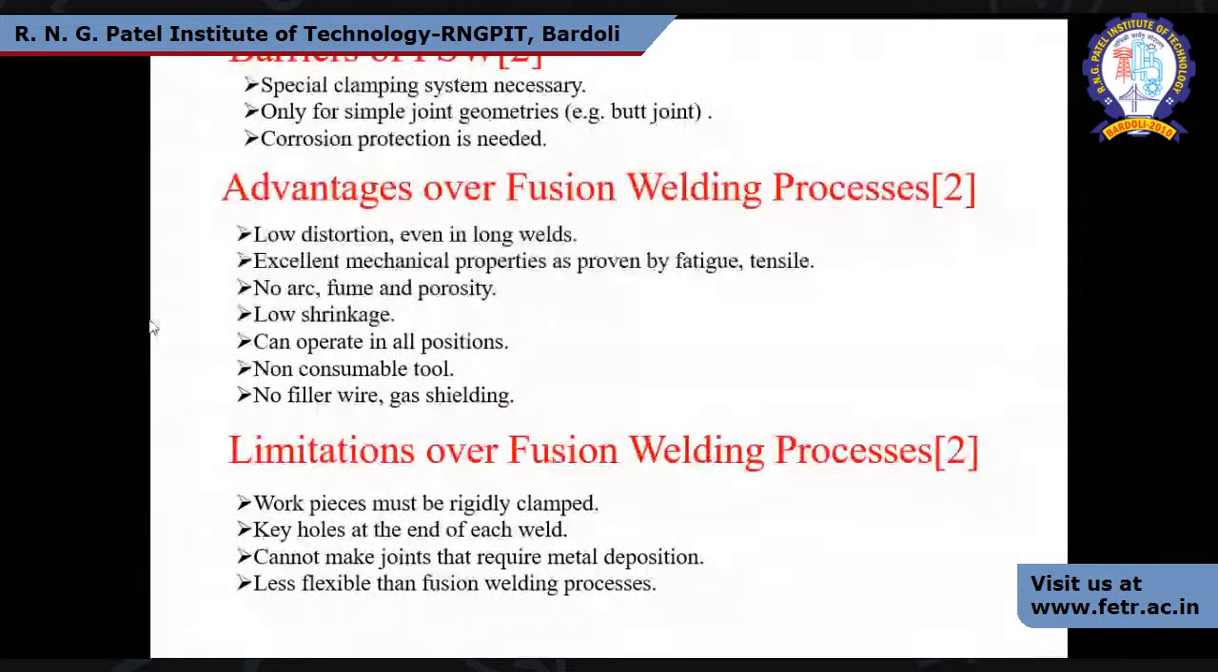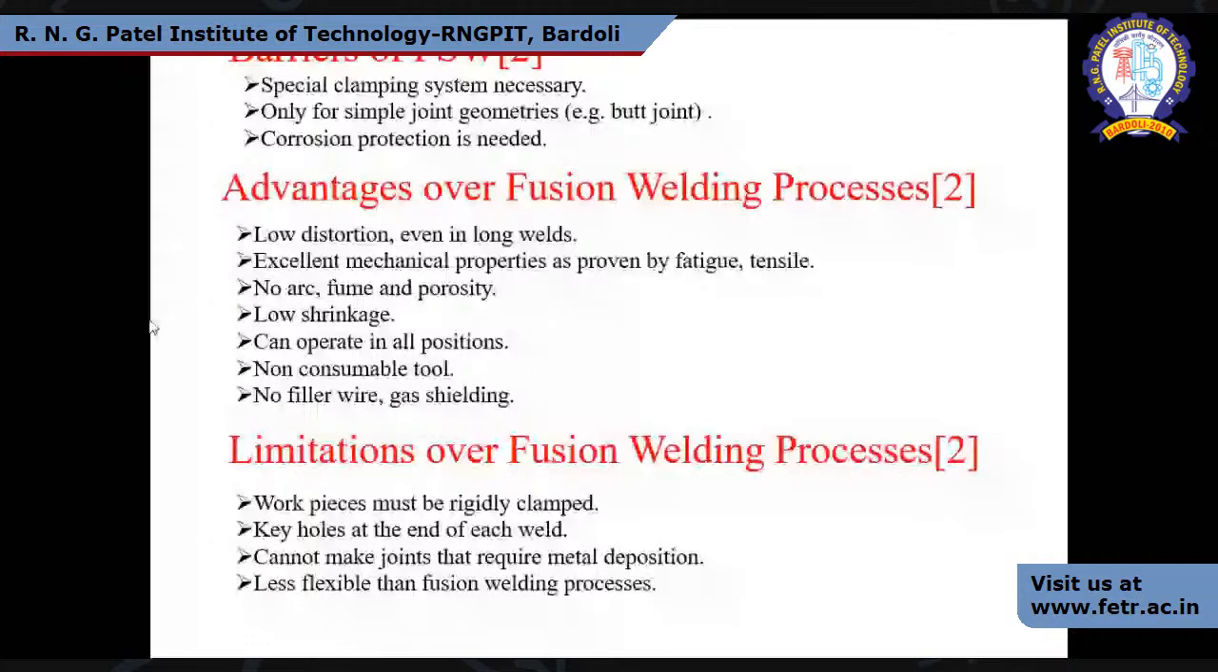The last disadvantage is that it is less flexible than the fusion welding process. How can we say that it is less flexible? Because many researchers are carrying out research on particular FSW processes used in different applications. So definitely we will look at the application-wise aspects and how it can be conducted. It may be more feasible for you to understand the basic fundamentals of friction stir welding, but as it is a particular kind of process which is still under research, that is why we can say that it is not as flexible compared to the other fusion welding processes.